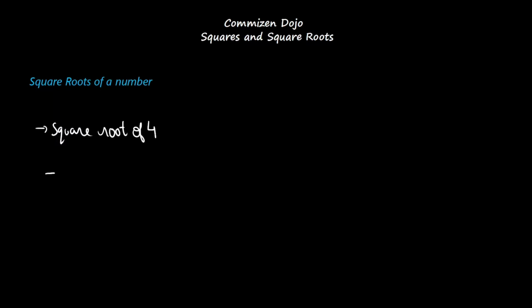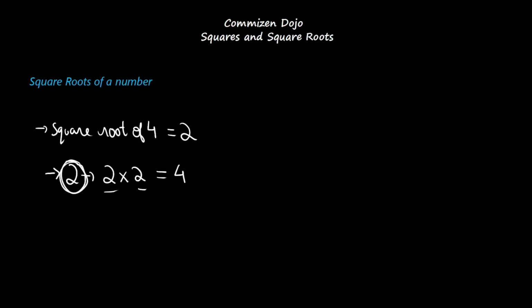Now, to find the square root of 4, I have to search for that number which, when multiplied by itself, gives 4 as the answer. So, tell me something. Which number, when multiplied by itself, gives 4 as the answer? Of course, that number is 2. Why? Because when you multiply 2 by itself, like this, you get 4 as the answer. So the square root of 4 is 2. So the square root of 4 is that number which, when multiplied by itself, gives 4 as the answer.